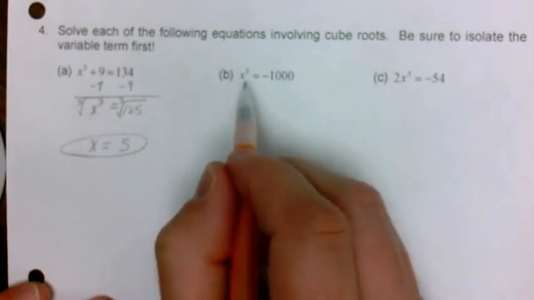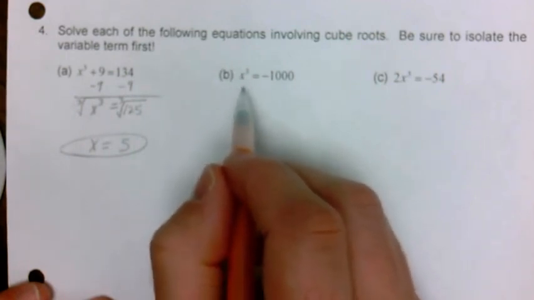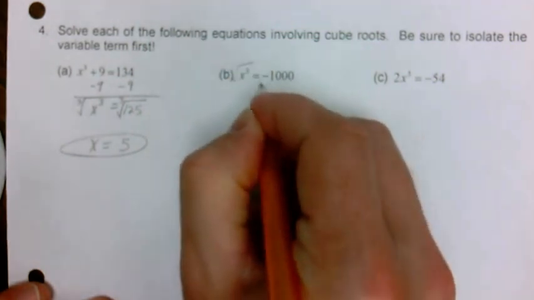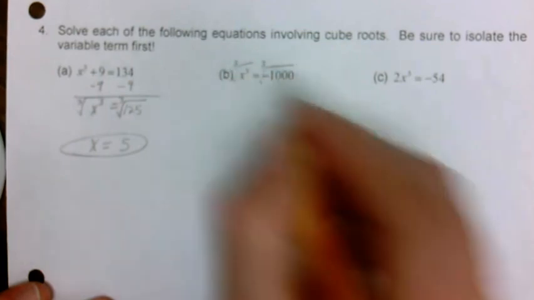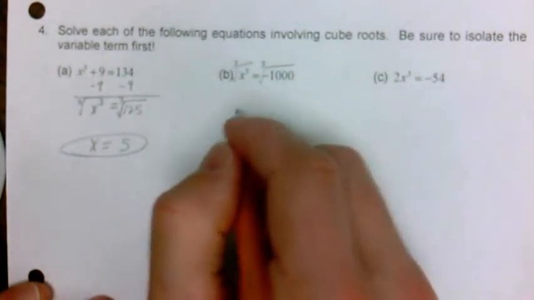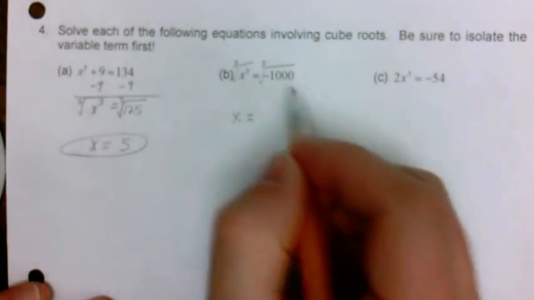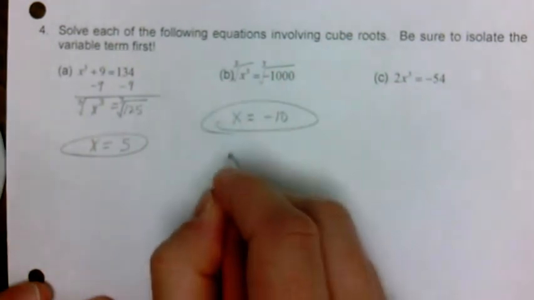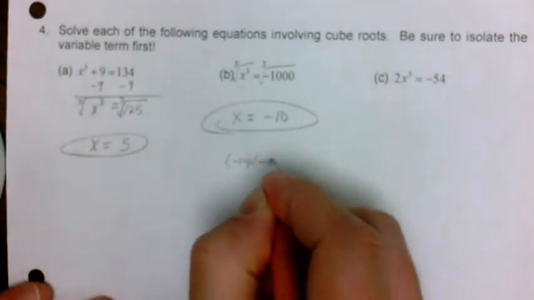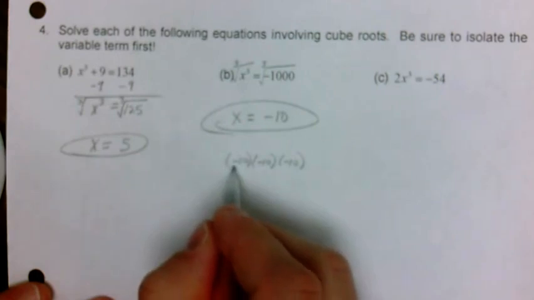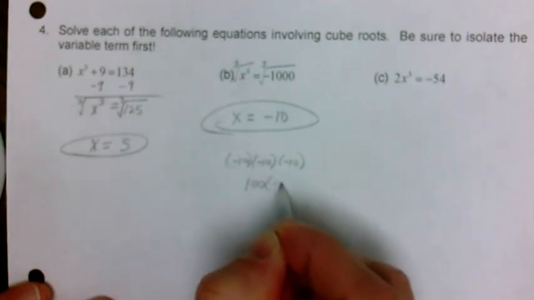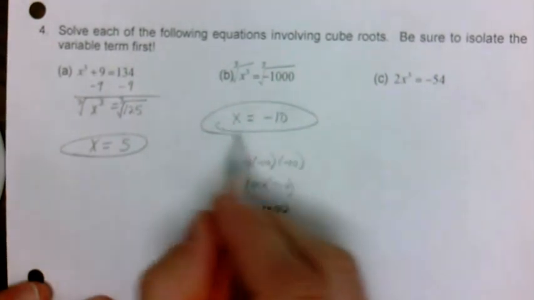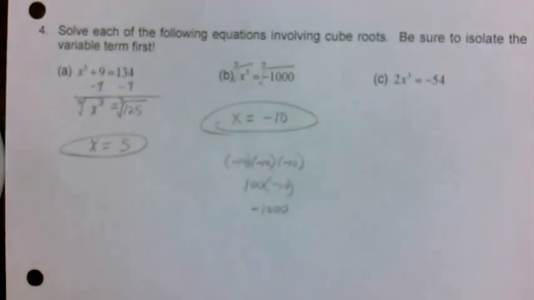I don't have to divide my variable term by anything, since my coefficient here is a 1. So all I'm going to do is just take the cube root of each side to come up with my answer. The cube root of x cubed is x, and the cube root of negative 1,000 is going to be negative 10. Negative 10 times negative 10 times negative 10. Negative 10 times negative 10 is positive 100, and 100 times negative 10 is negative 1,000. So x here is going to equal negative 10.